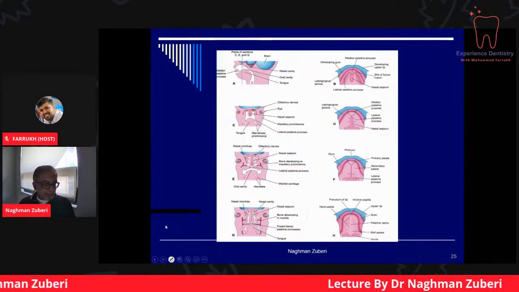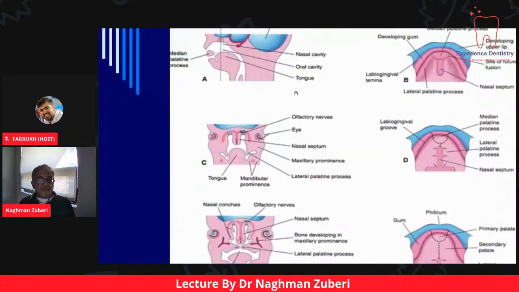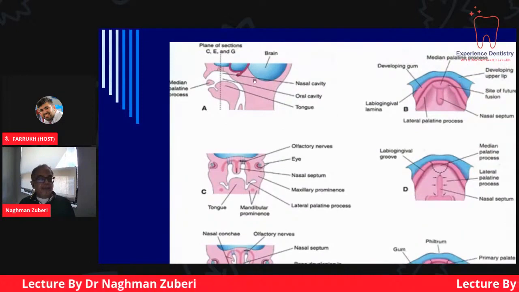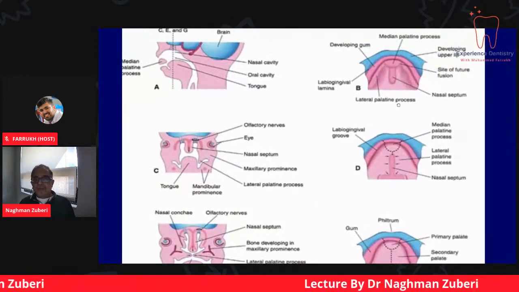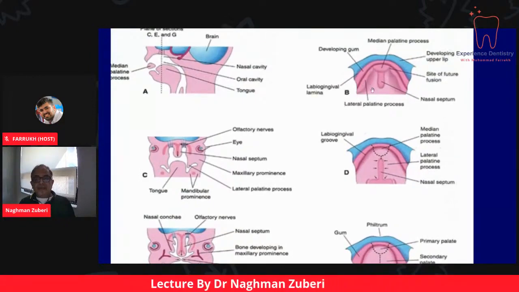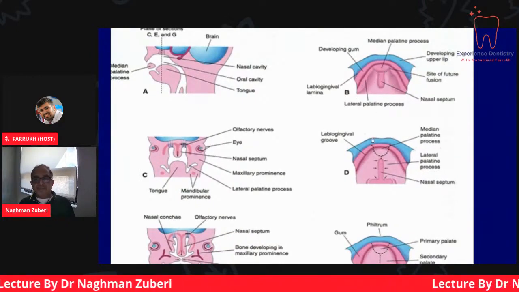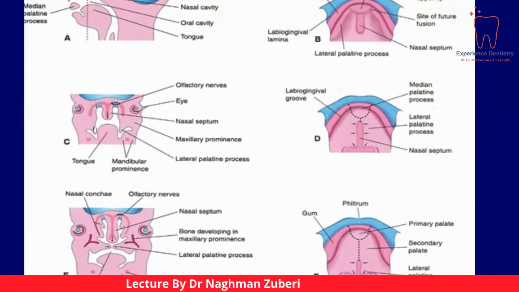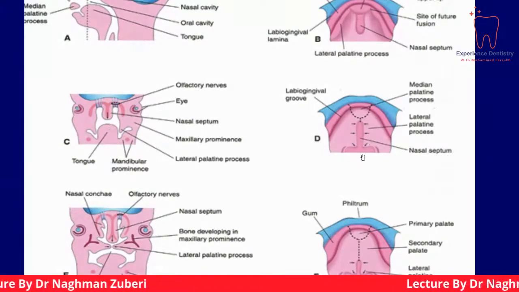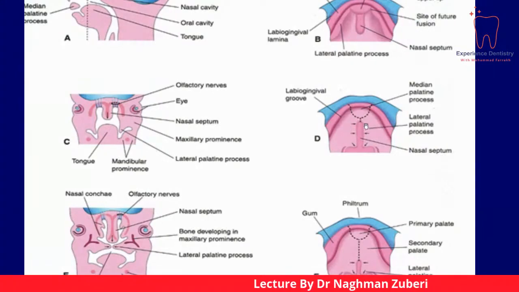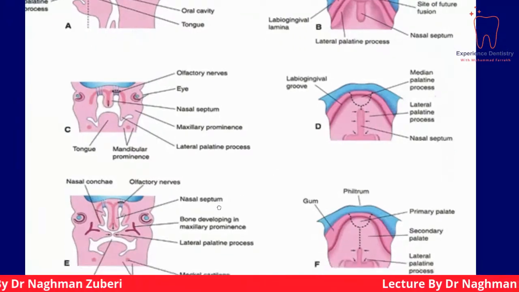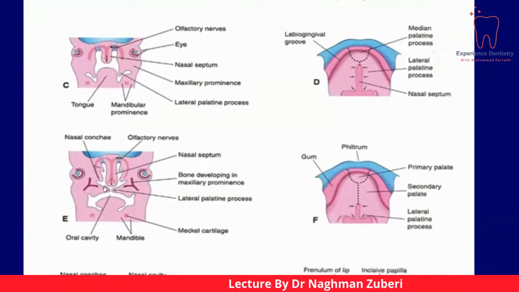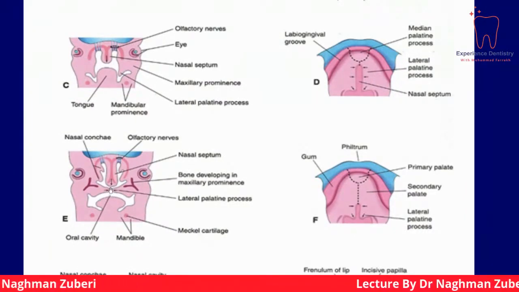I will enlarge it for you. Here you can see the side view. This is the lateral palatal process. This is the nasal septum. As these prominences start moving inferiorly and medially, the tongue descends. And then they start fusing. Not only are they fusing together, they are also fusing with the premaxillary area, with the primary palate. The tongue is just providing support over here. It is also going to fuse with the nasal septum.